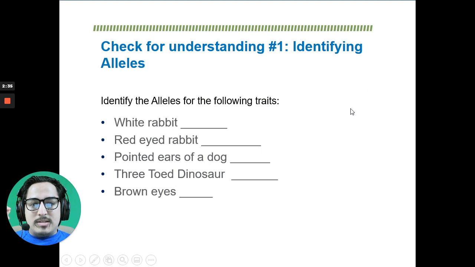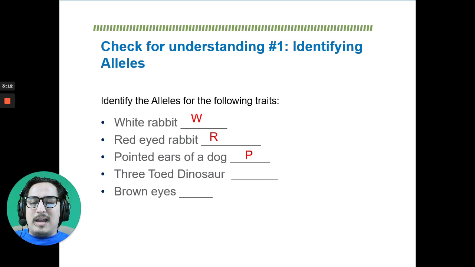For example, here it says, check for understanding number 1. Identify the alleles for each of the following traits. A white rabbit. Which letter will you use? W, because the color is white. That's the trait. Red-eyed rabbit. The trait is the color red, so R. For pointed ears of a dog, pointed is the trait, so it's going to be P.